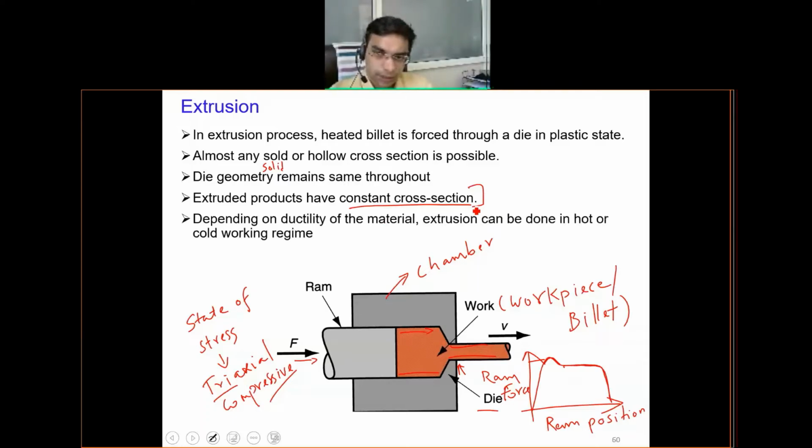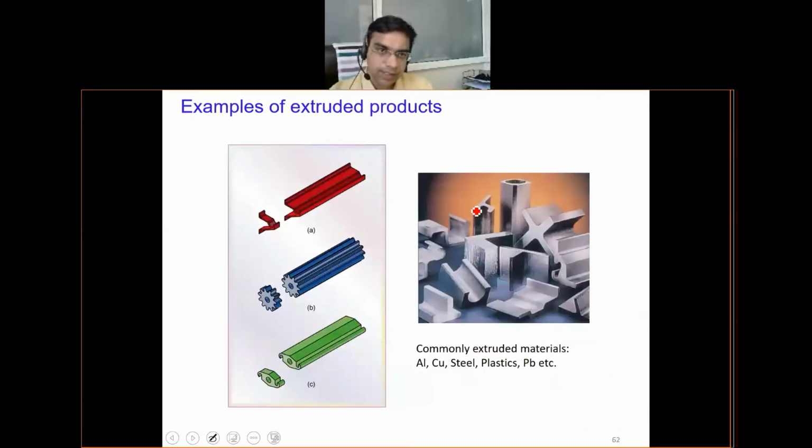Depending on the ductility of the material, materials which are very ductile can be handled in cold working regime, and for those which are not that ductile, we have the hot extrusion process designed for them. These are some more examples of the products which are made using extrusion. You can see different varieties of shapes which can be made using this process.